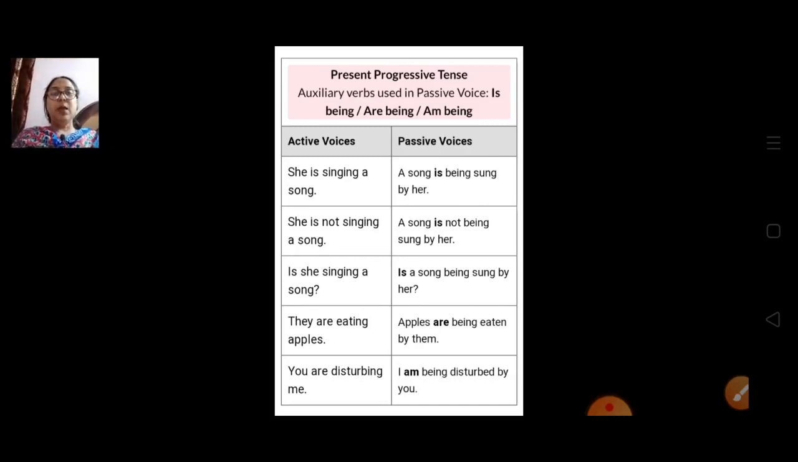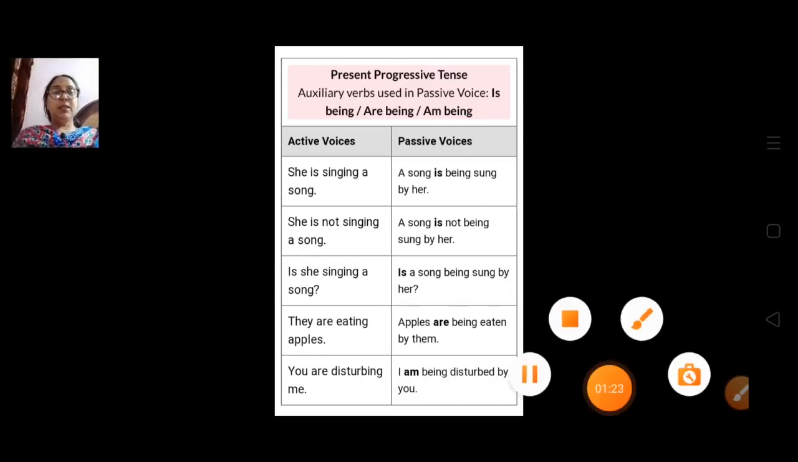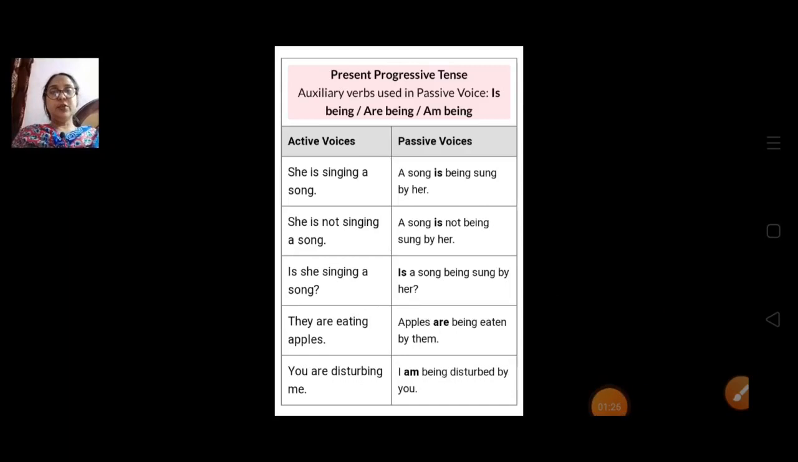Now, as we have studied how to change present perfect tense from active to passive voice, we just always remember has and have been plus third form of the verb will be used. Now I think it is clear to you how to make active to passive voice in present tense. Tomorrow we will study how to make active to passive voice in past tense.